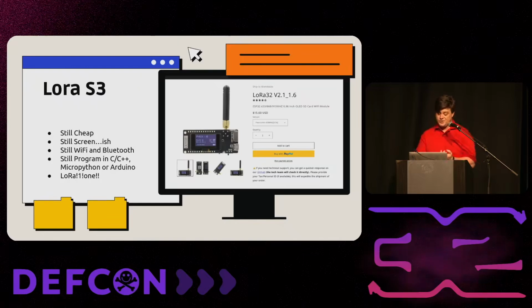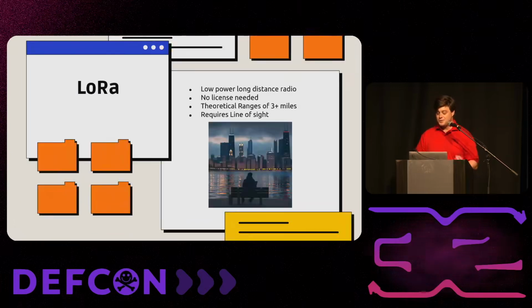It kind of has its screen. It's not color, but it's still a cool screen. Still has Wi-Fi and Bluetooth. Still program in Arduino, but it's got LoRa, which means we can do things a lot longer range. If you don't know what LoRa is, it's a long-distance radio. You don't need a ham license. You can go out and use it right now. It's on the consumer bands.